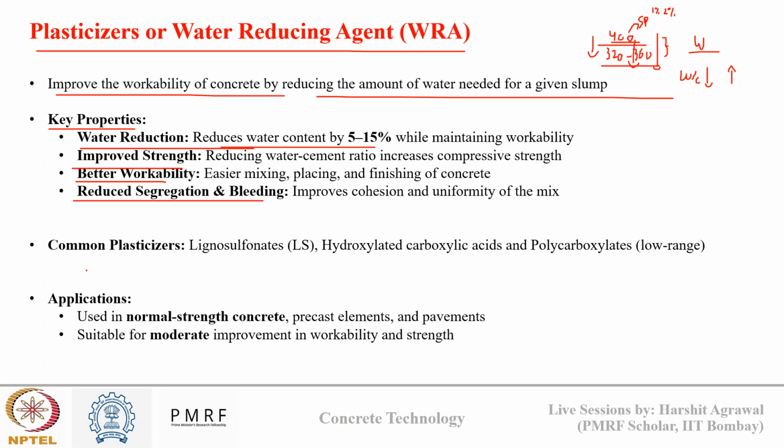So what are the commonly known plasticizers? These are lignosulfonates, hydroxylated carboxylic acids, and polycarboxylates. These are some of the common admixtures that are used as plasticizers, and they are normally used in normal strength concrete, precast elements, and pavement, and they are suitable for moderate improvement in workability and strength.